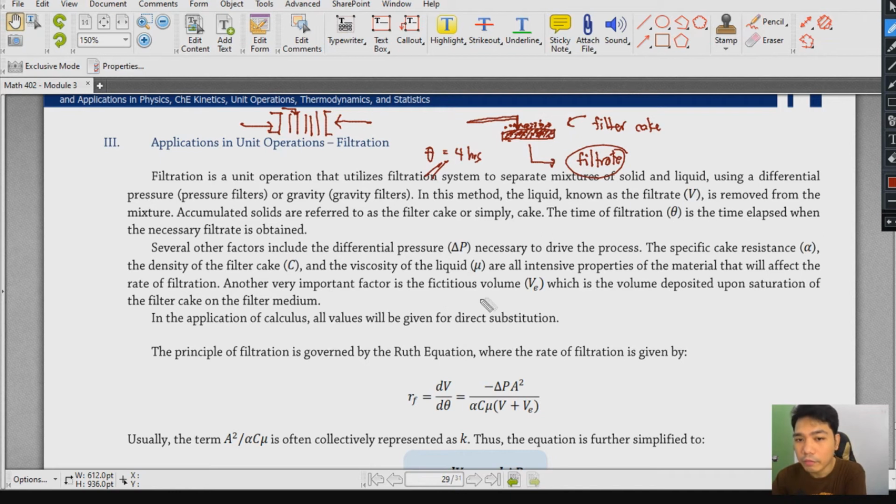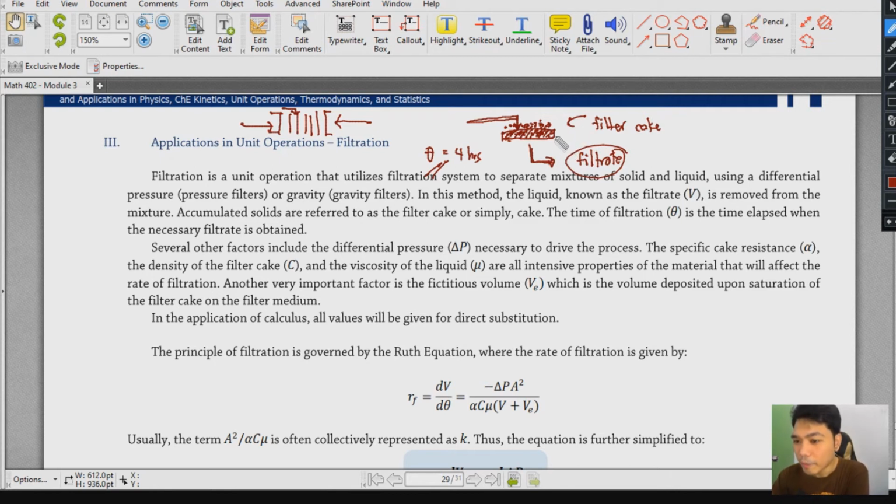Another very important factor is the fictitious volume, which is the volume deposited upon saturation of the filter cake at the filter medium. So, this is another term you have to remember, the fictitious volume. When we say fictitious volume, we are taking filtrate here, right? That's what comes out.